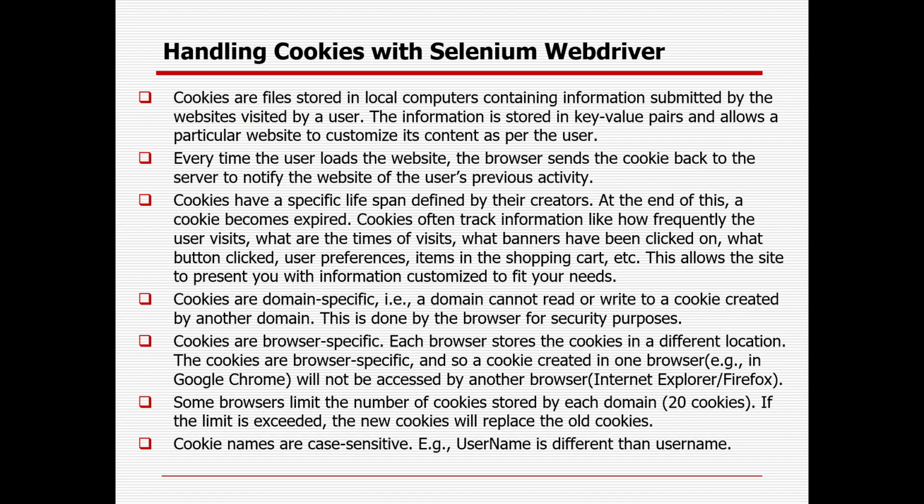Cookies are files stored on the local computer containing information submitted by the website visited by the user. The information is stored as key-value pair combinations. You have already seen the hash map, right? It allows a particular website to customize its content as per the user. Every time the user loads the website, the browser sends the cookies back to the server to notify the website of the user's previous activity. Cookies have a specific lifespan decided by the creator. At the end of this, a cookie expires. So what is the capacity?